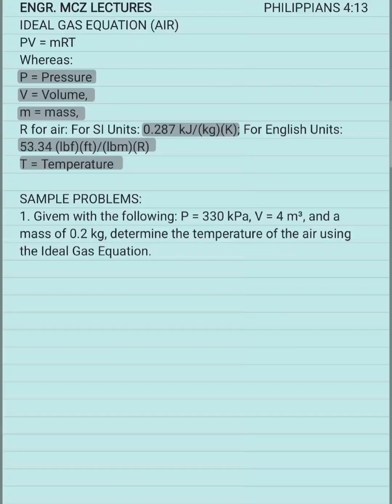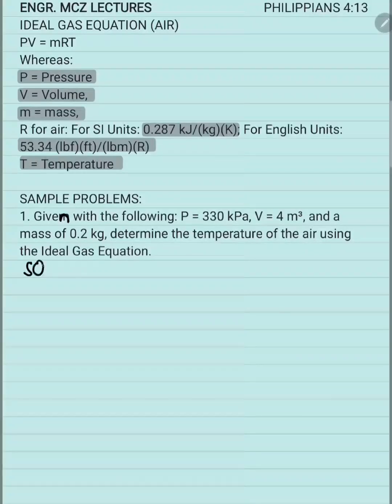So that's all for the ideal gas equation. Let's solve some problems here. Given the following: P is equal to 330 kilopascal, V is equal to 4 cubic meters, and a mass of 0.2 kilograms. Determine the temperature of the air using the ideal gas equation.